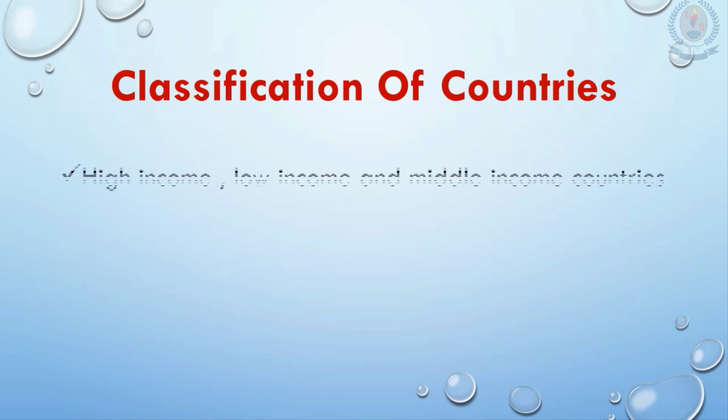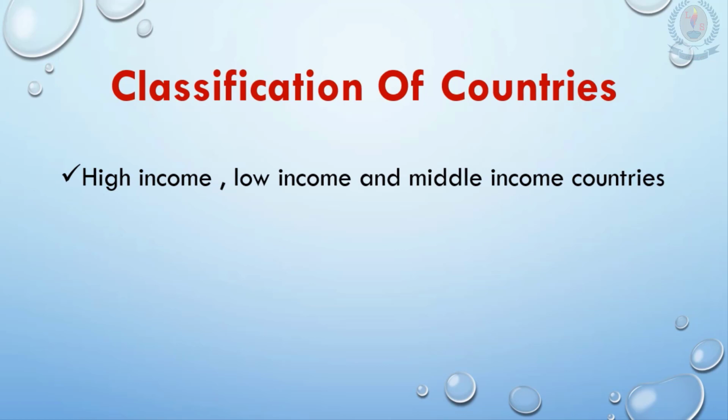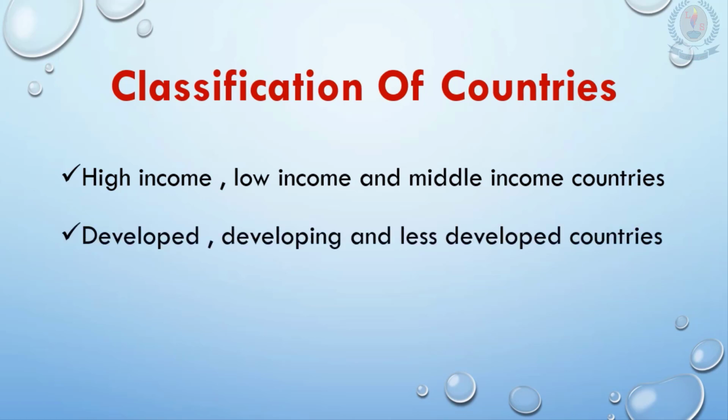Classification of countries. First, we can classify as high income, low income and middle income countries. Now in our case, Sri Lanka falls under middle income countries, and very poor countries fall under low income countries, and countries like Italy, UK, Canada, Japan, they fall under high income countries. Based on the gross domestic product of the country, we classify the countries as high, low and middle income countries.